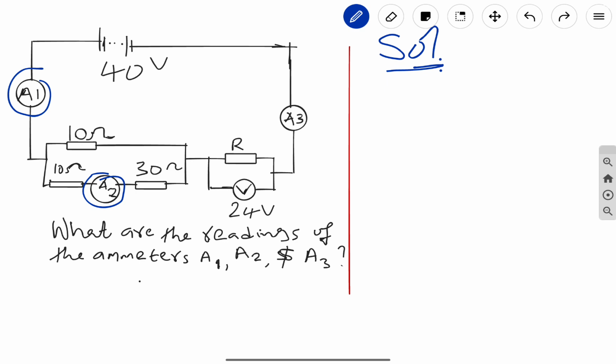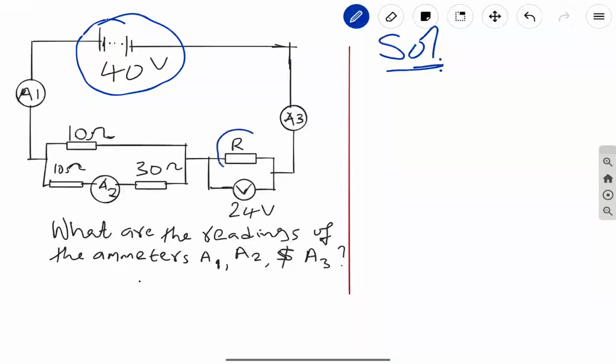To solve this kind of problem, we need to understand that this circuit has a total voltage supply of 40 volts. Out of these 40 volts, this particular resistor here has taken 24 volts. So out of 40, what is remaining? The remaining voltage goes to this component, the whole of this.